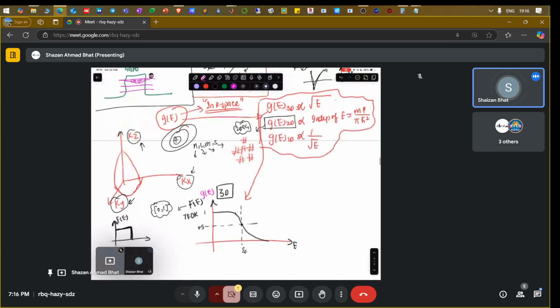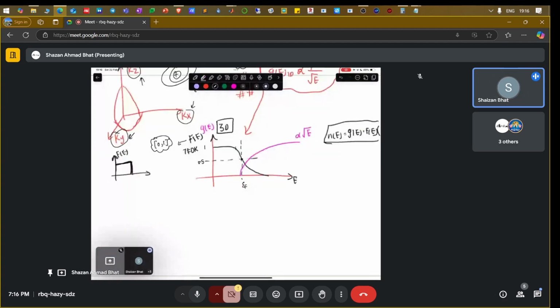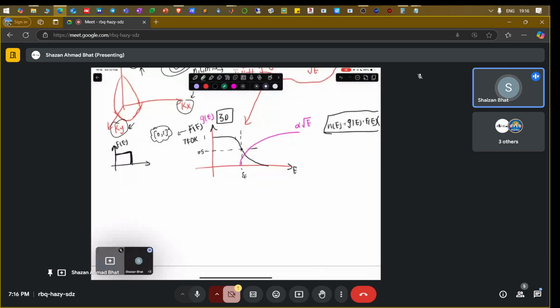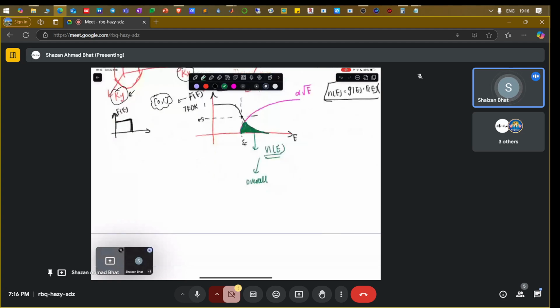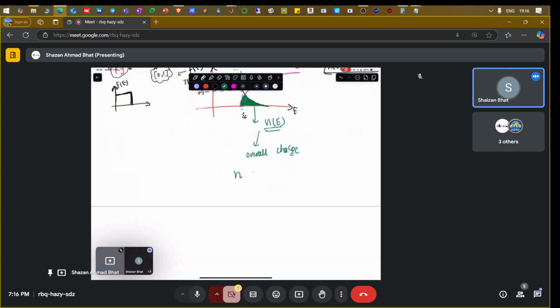Now when you have the product, that means you have the overlapping region, which looks something like this. So this is the region we are talking about. This gives you the charge density of the electrons, which is n as a function of E. If you want to compute the overall charge, then definitely you need to integrate it. That means n. If you want to compute n, now it won't be a function of E, because you have to compute the overall charge. Then you have to integrate this thing.